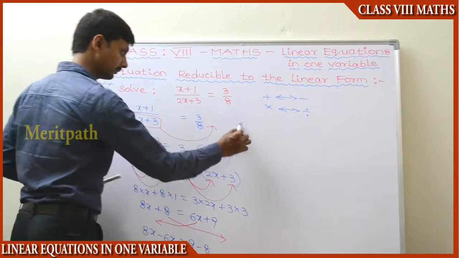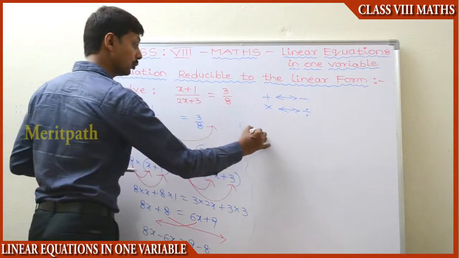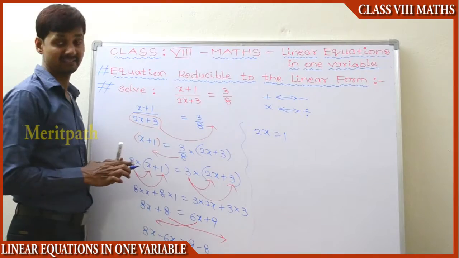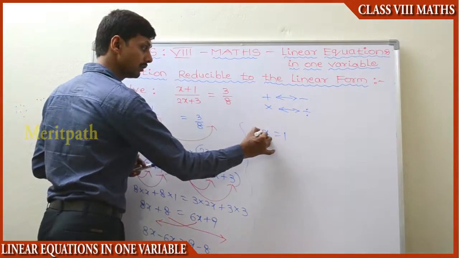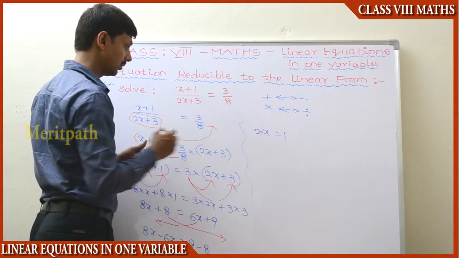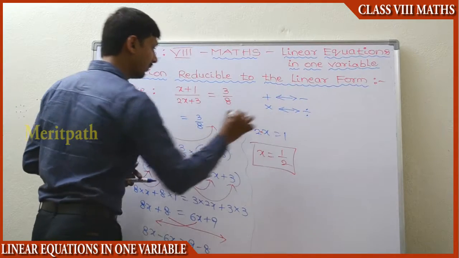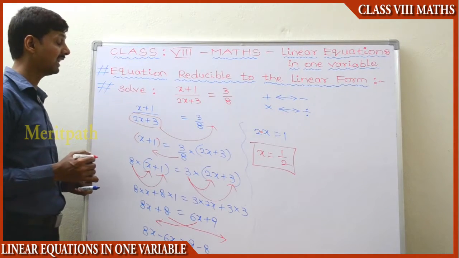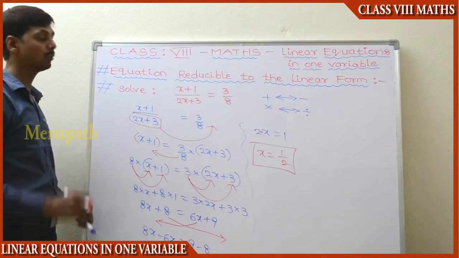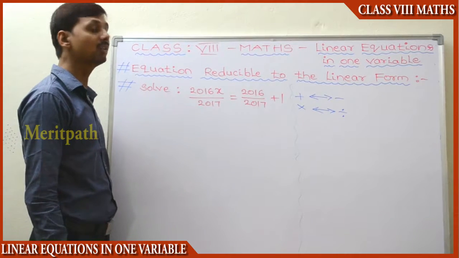So here 8x minus 6x, when we subtract, we get 2x, and that is 1. And 2x is nothing but 2 into x, so it's in multiplication; multiplication changes to division. So x value is equal to 1 divided by 2. So finally, after solving this equation (x + 1)/(2x + 3) = 3/8, the value of x is 1/2.